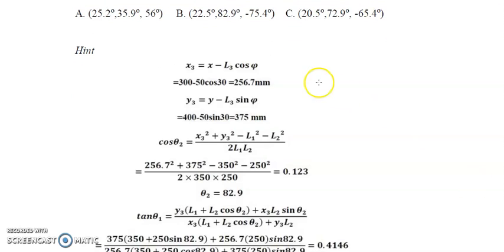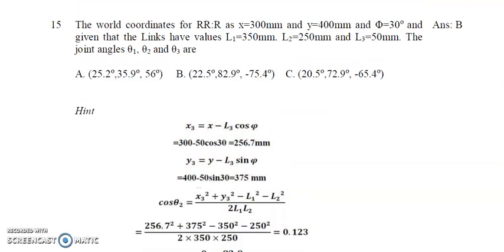So here x3 is equal to x minus L3 cos phi. x is given as 300 and L3 we know is 50 into cos 30, that is equal to 256.7 mm. Similarly, y3 is equal to y minus L3 sin phi, so 400 minus 50 sin 30, that is equal to 375 mm. So now we are coming to the theta values.